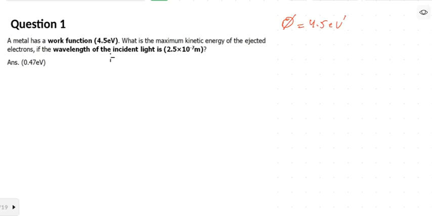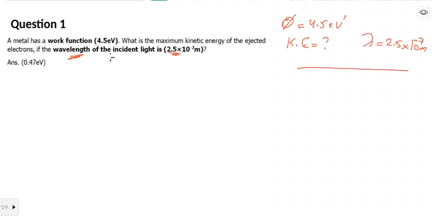What is the maximum kinetic energy? We need the maximum kinetic energy for the ejected electron, or emitted electron, if the wavelength of the incident light is given. So the wavelength is given. How much? 2.5 times 10 exponent minus 7 meter.